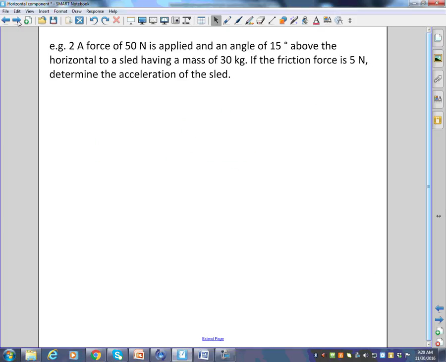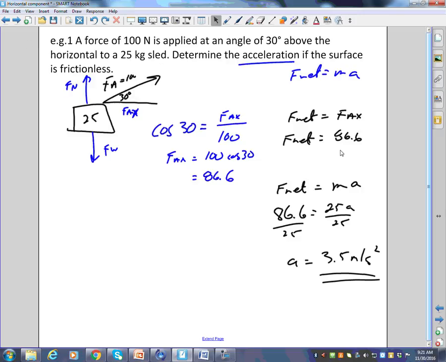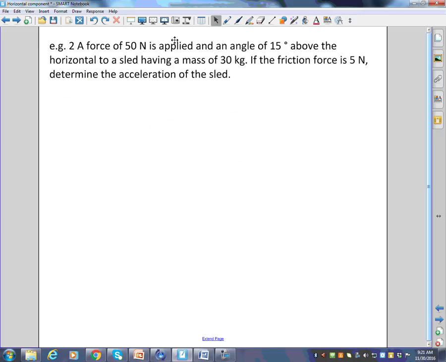A force of 50 newtons is applied at an angle of 15 degrees above the horizontal to a sled having a mass of 30 kilograms. If the friction force is 5, determine the acceleration of the sled. Think you can do it? I think so. I've given you the steps, exactly the same steps. You're just going to have friction in here. Okay, you give it a whirl. There's plenty of room there if you make a mistake.